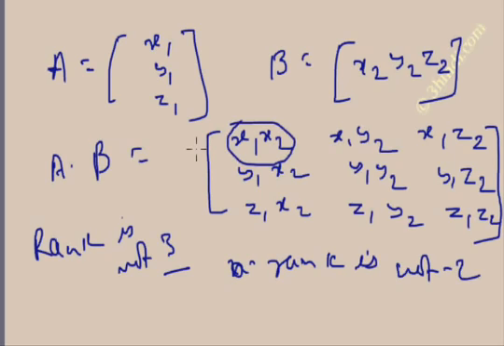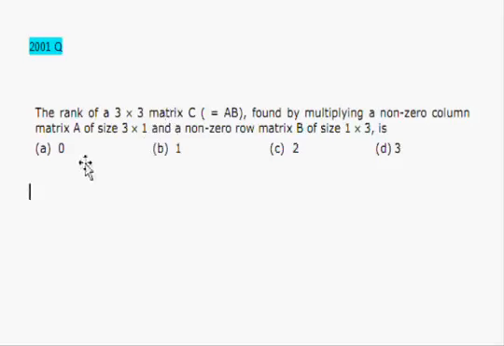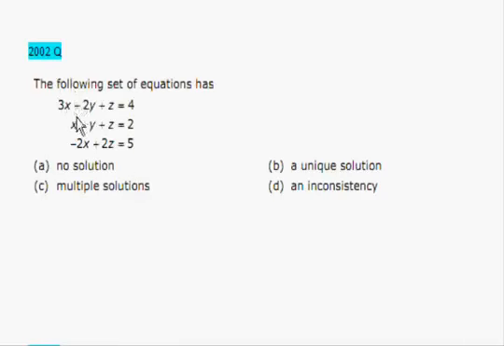So come to the single element x1x2. This is not 0, so the rank is equal to 1. So the rank of this matrix C is 1. B is the correct answer. This is a 2002 question.